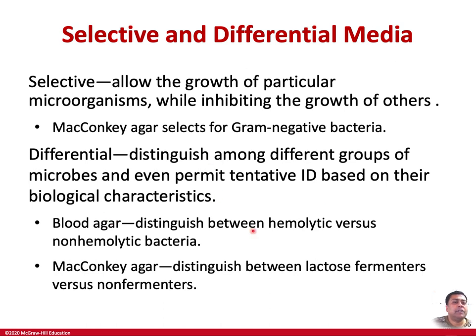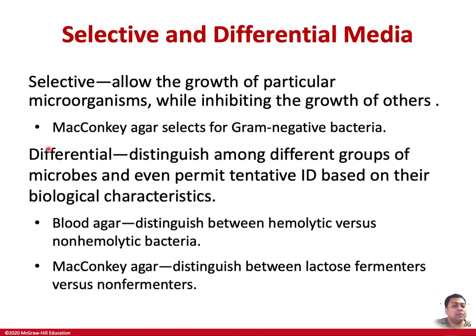So the selective and the differential media. A selective media allows the growth of a particular microorganism while inhibiting the growth of others. So let's first take a look at this MacConkey agar, which selects the gram-negative bacteria. What do you mean by this? If you put any gram-positive bacteria on a MacConkey agar plate, it will not grow. It contains crystal violet, which binds to the gram-positive organisms on their peptidoglycan and doesn't allow them to grow. Anyway, that's not needed. But only the gram-negative bacteria will grow on this MacConkey plate. So it's selecting the gram-negative bacteria. This is also a differential media, and we'll talk about that differential function right here in a second.